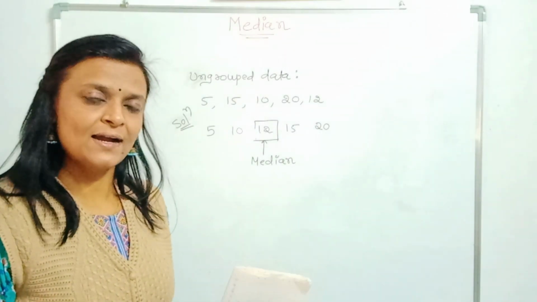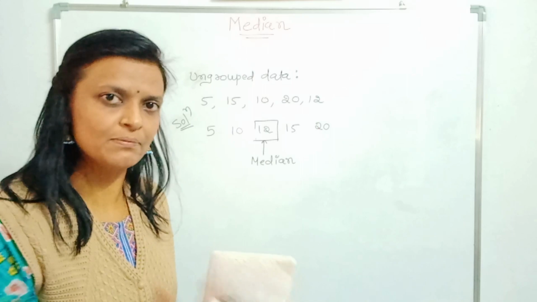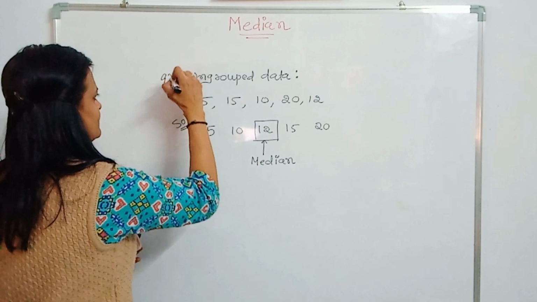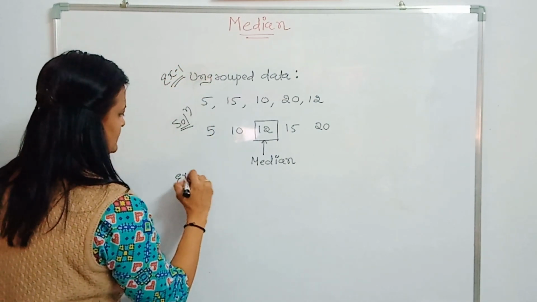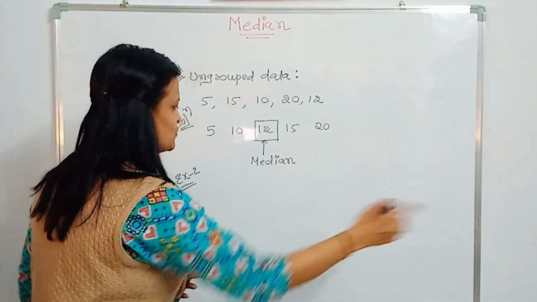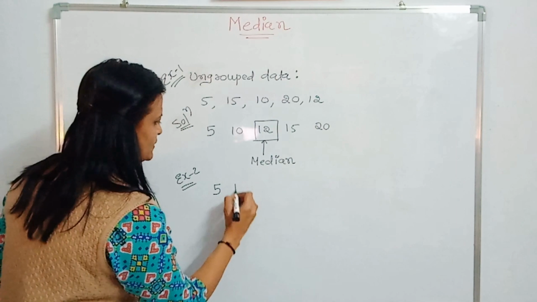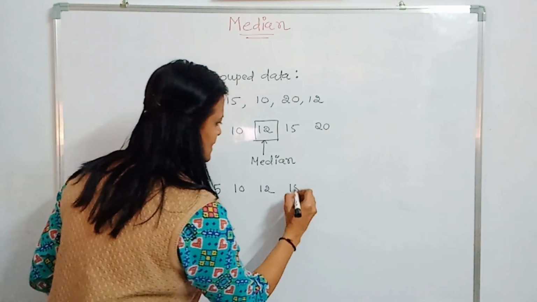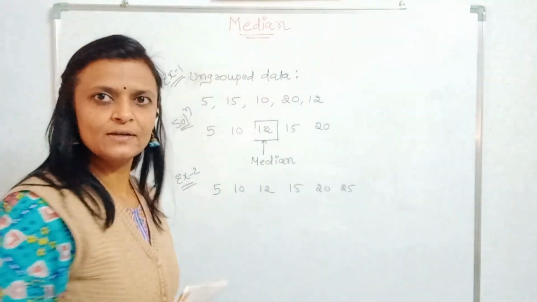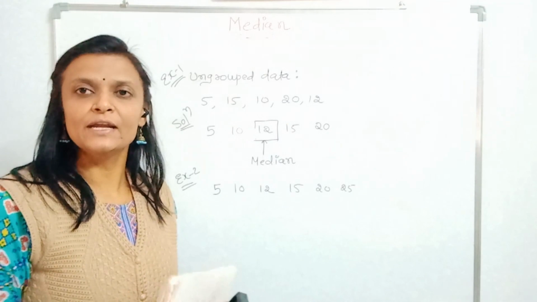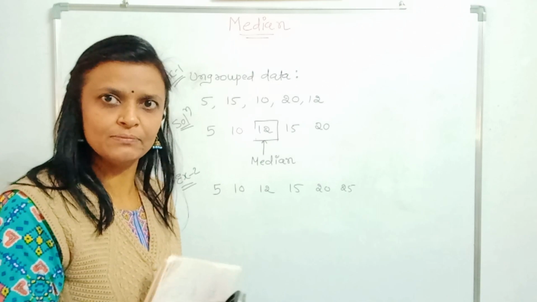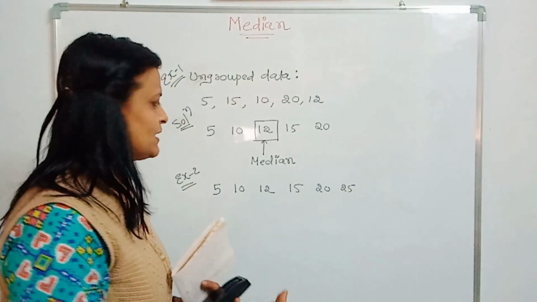Now suppose my data is given in even numbers. Then what to do? How to find out the median? So let us take another example. I am taking same data in addition to 1. This is 5, 10, 12, 15, 20 and 25. This is already in ascending order and we need to find out the median of this data. Now as my data is in even number, directly we cannot locate the middle position.